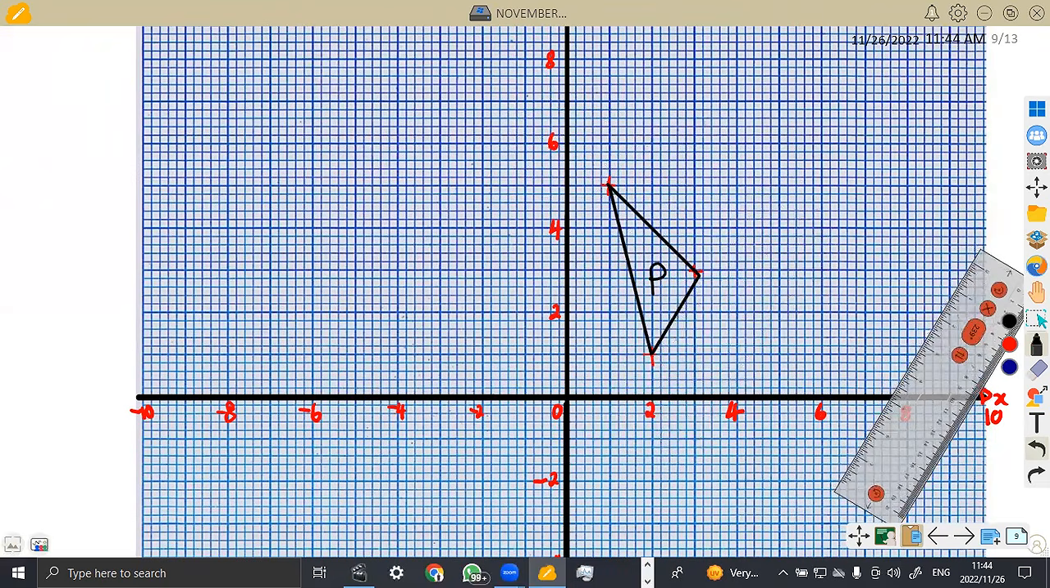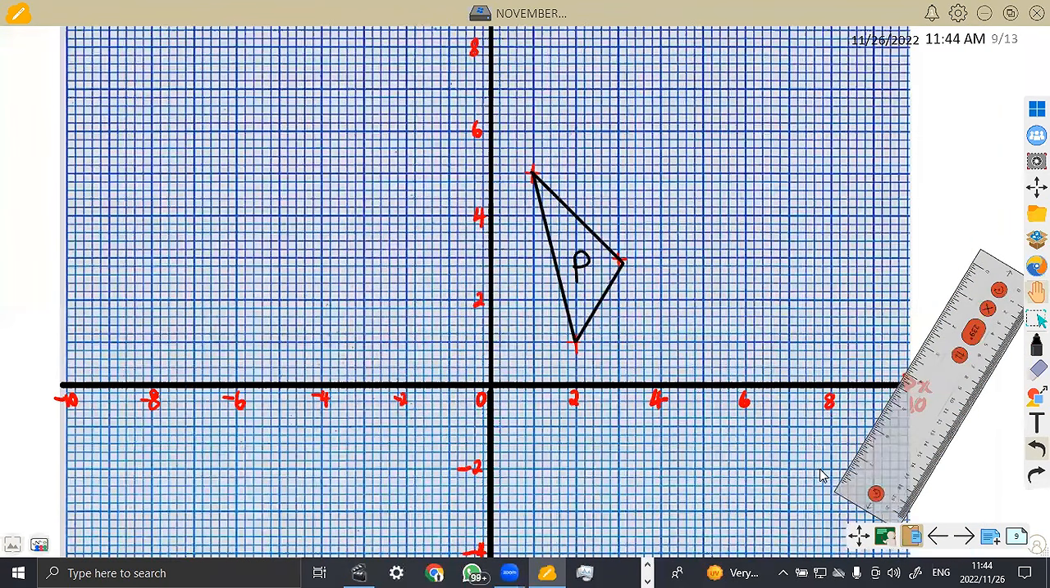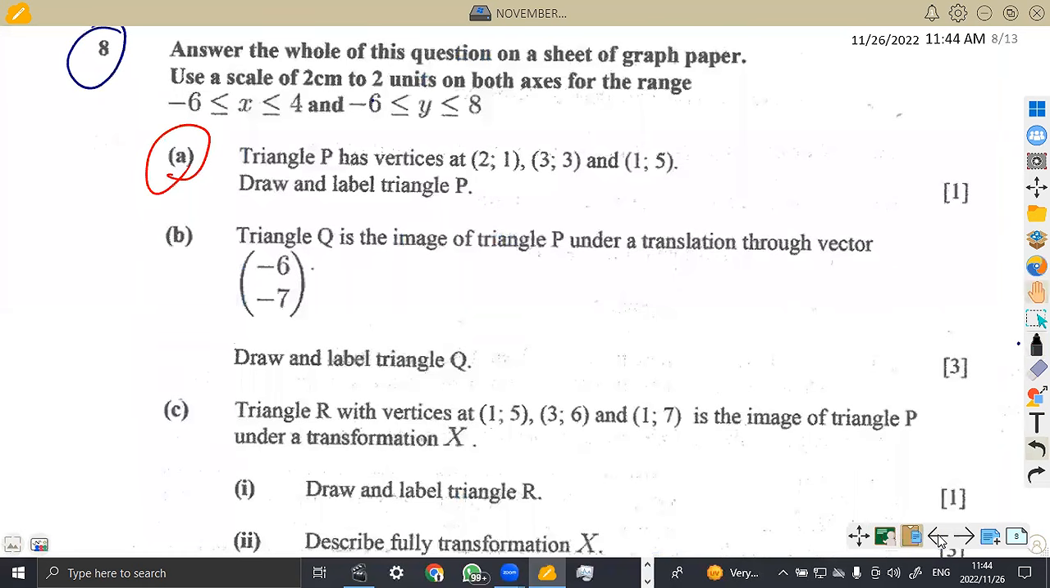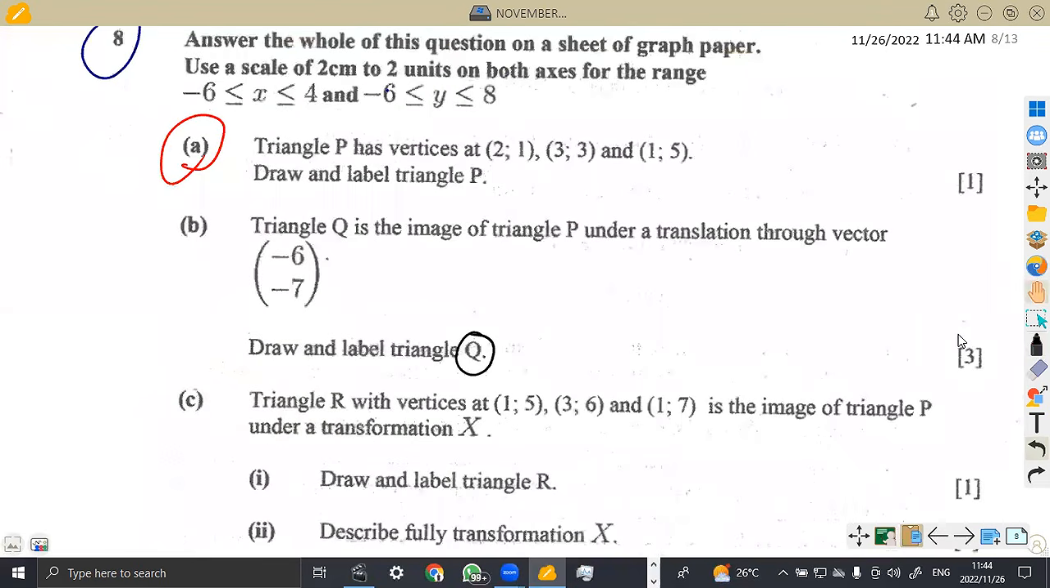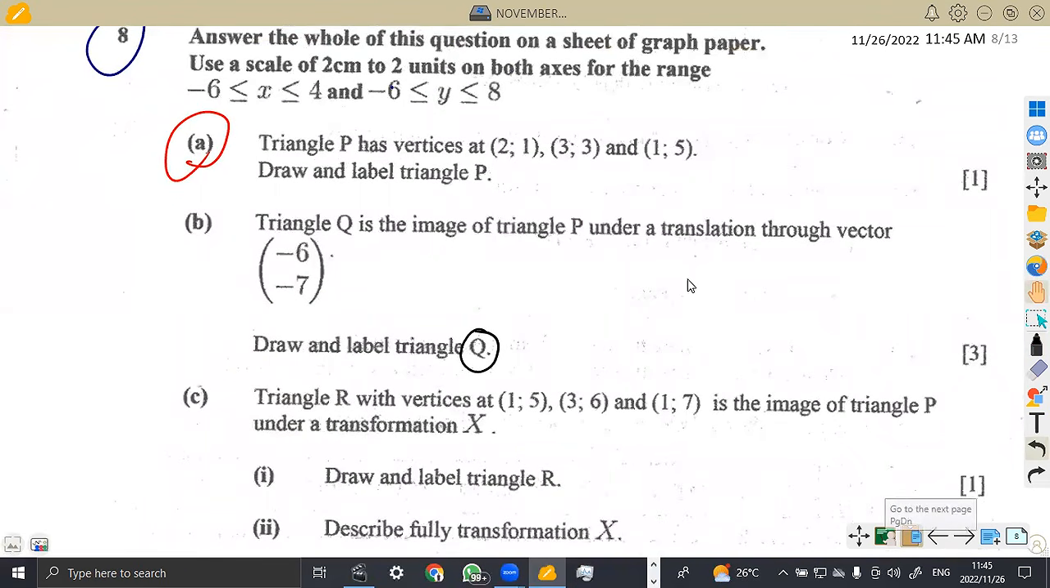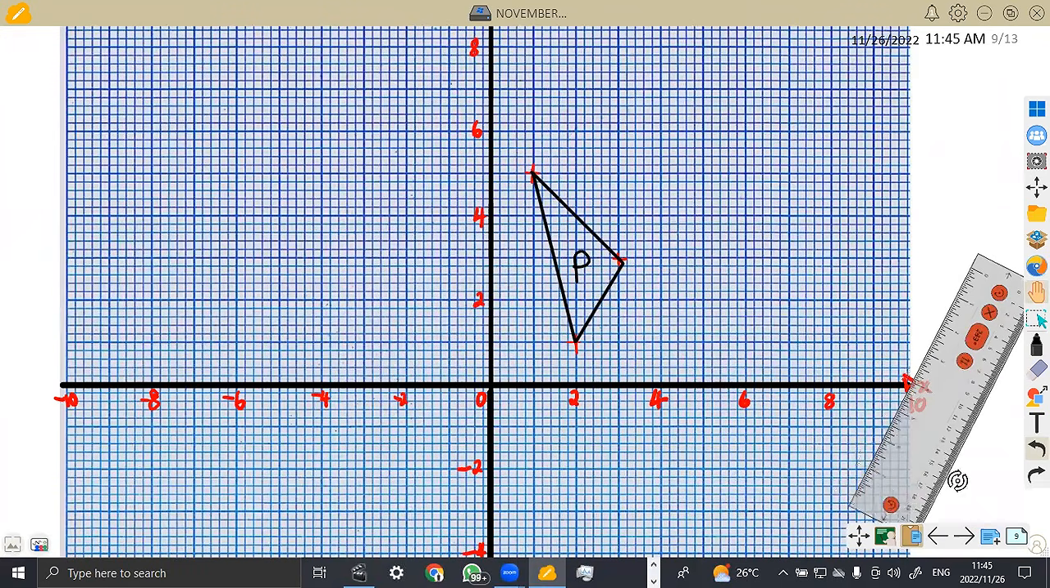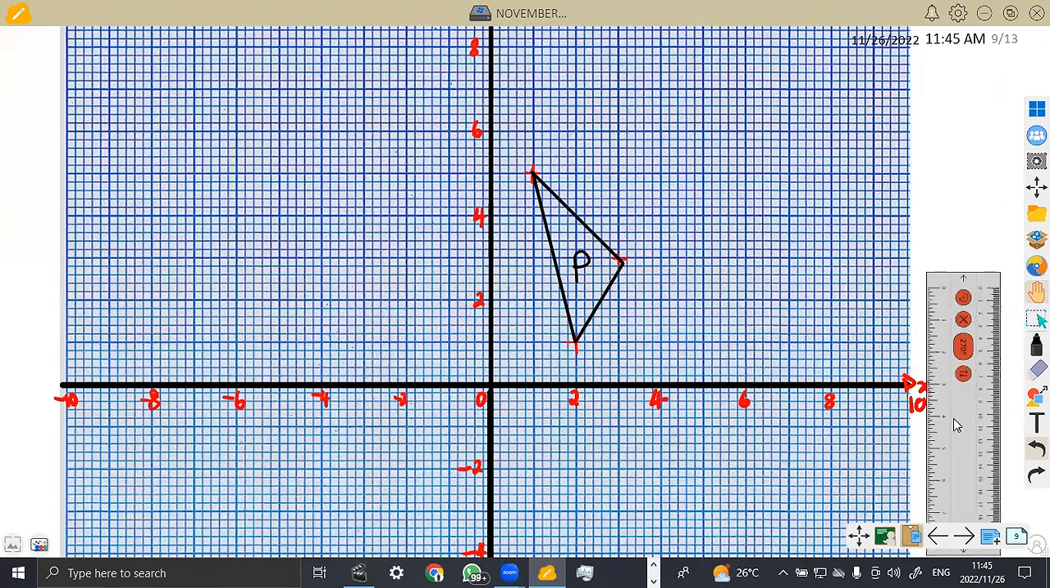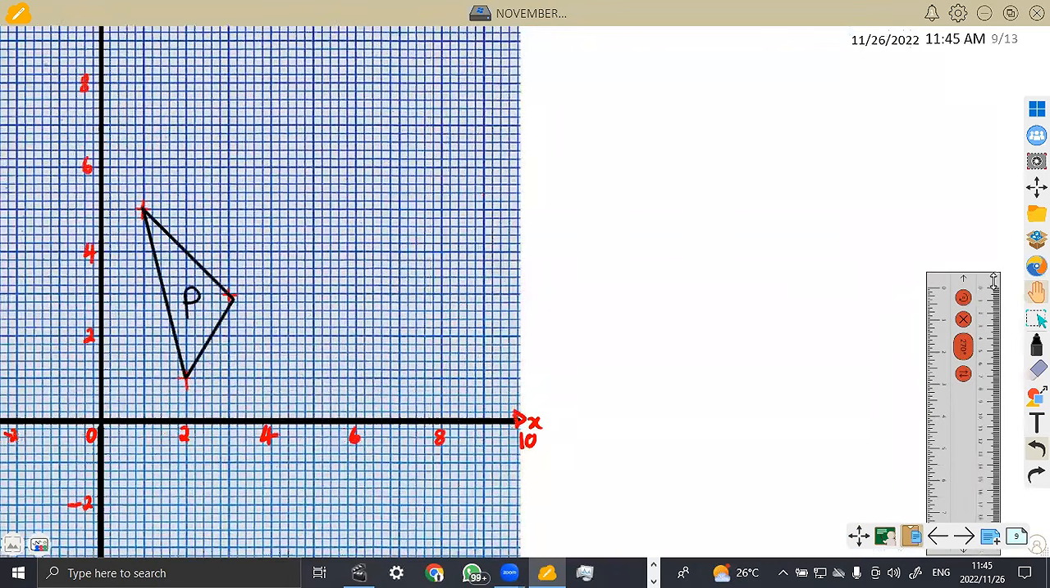All right, then from the triangle P, let's see the question. We are now given that Q is the image of P under the translation vector (6, -7). So this is what we're given. We're given the translation (6, -7), draw and label triangle Q. So there were so many ways that we could have done this. We can calculate the coordinates of the image using the formula, or you can just do it by movement. We know that a vector is just a movement. So you can do it by movement, or you can calculate the coordinates.